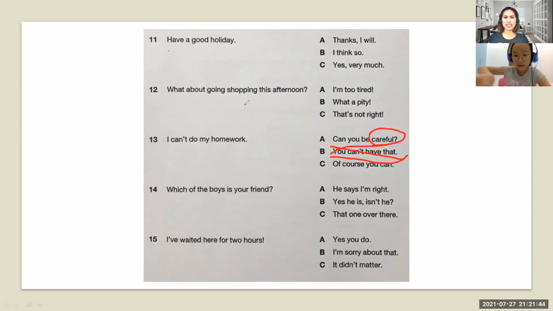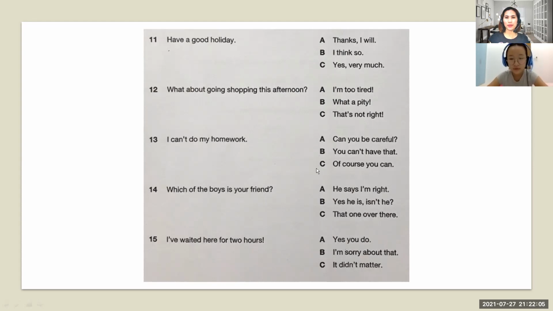What do you think, is it C? Of course you can. It's like telling you that I can do it. Of course you can. I can't do my homework. Of course you can. It's just like boosting my confidence so I can do something.